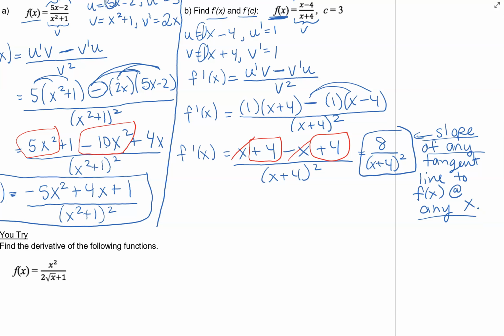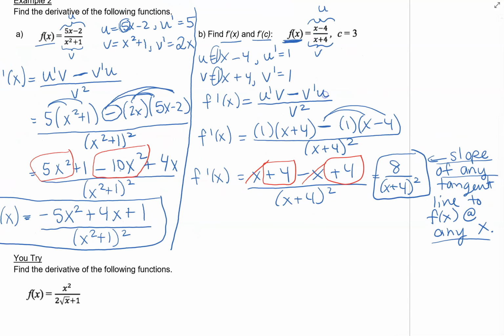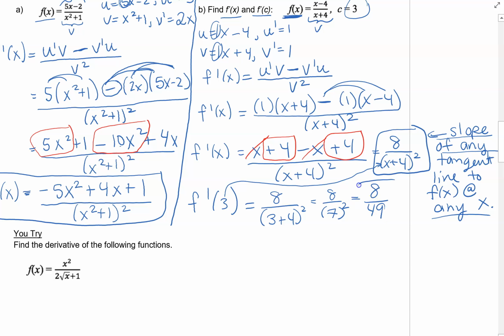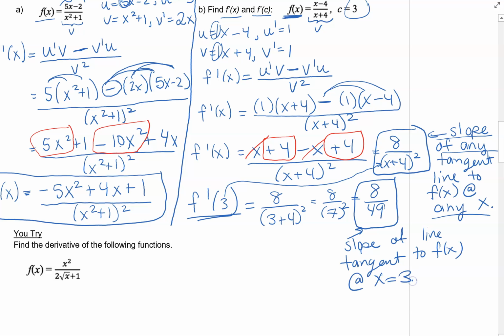But let's suppose I wanted to find the slope at one particular point, 3. So then I could do f prime of 3 and just plug 3 into my derivative. And I'd have 8 over 3 plus 4 squared, which would be 8 over 7 squared, which would be 8 over 49. So that would be f prime of 3. So what is that? That would be just one particular slope. The slope of the line that was tangent to f of x at x equals 3. So it's one particular tangent line at one particular point versus a function. So I just wanted to review that concept as well.